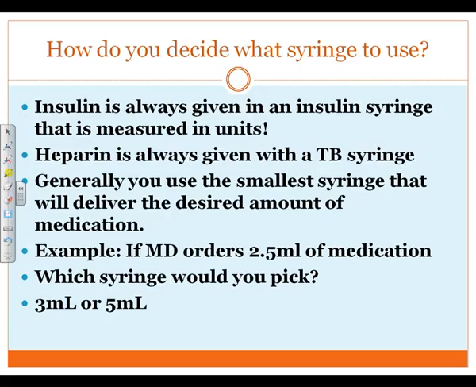Alright, so how do you decide which syringe to use? And we've already touched on some of these. Insulin is always given in what type of syringe? Heparin is given in a TB syringe. Generally, you use the smallest syringe that will deliver the desired amount of medication, because the smaller the syringe, the more accurate the measurement. So, for instance, if the physician orders 2.5 milliliters of a medication, which syringe would be the best choice? The 3. Could you measure it in a 5 cc? Yes, but 3 would be the better option. Okay, so pick the smallest syringe that will deliver the amount that you need to get.